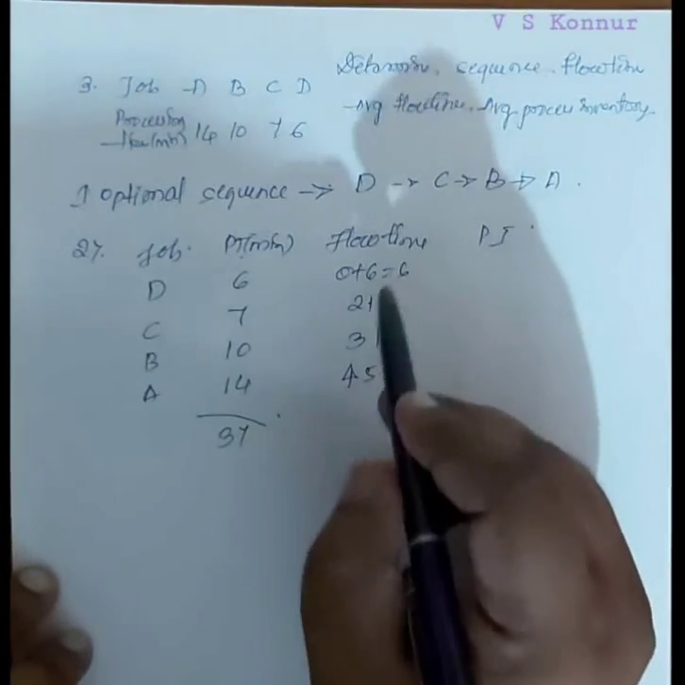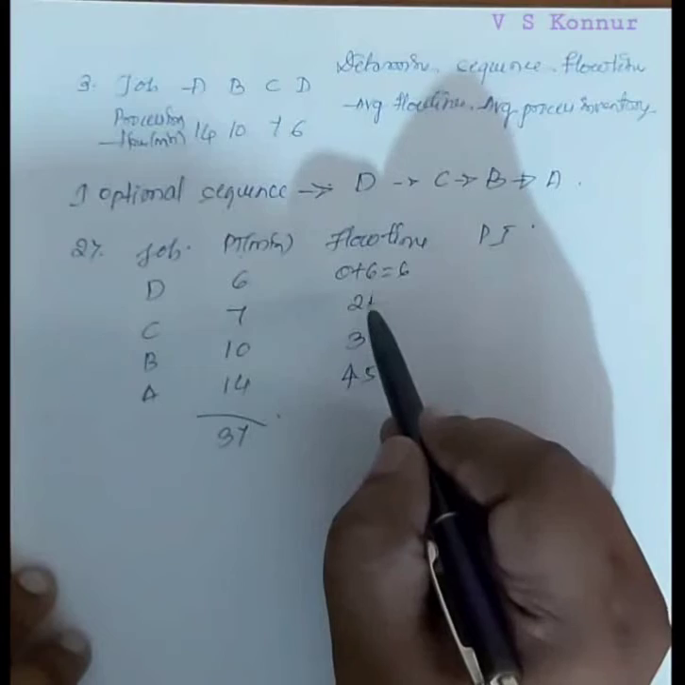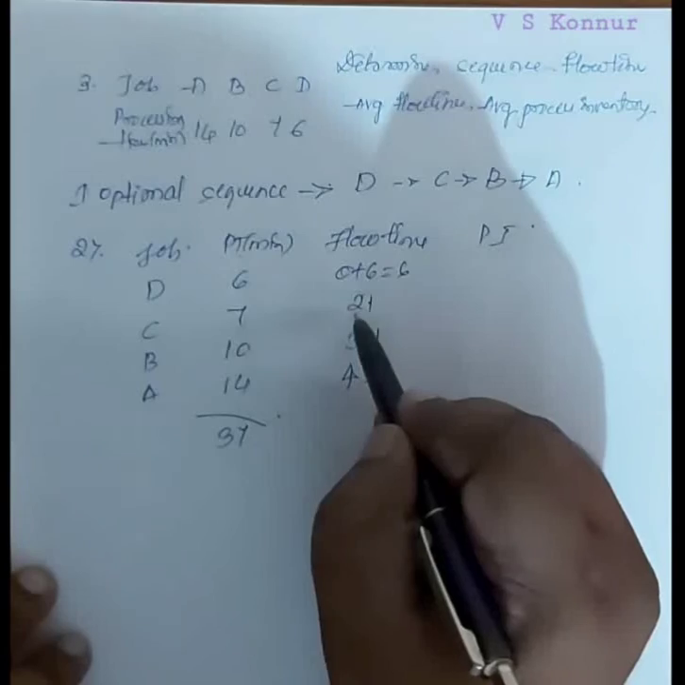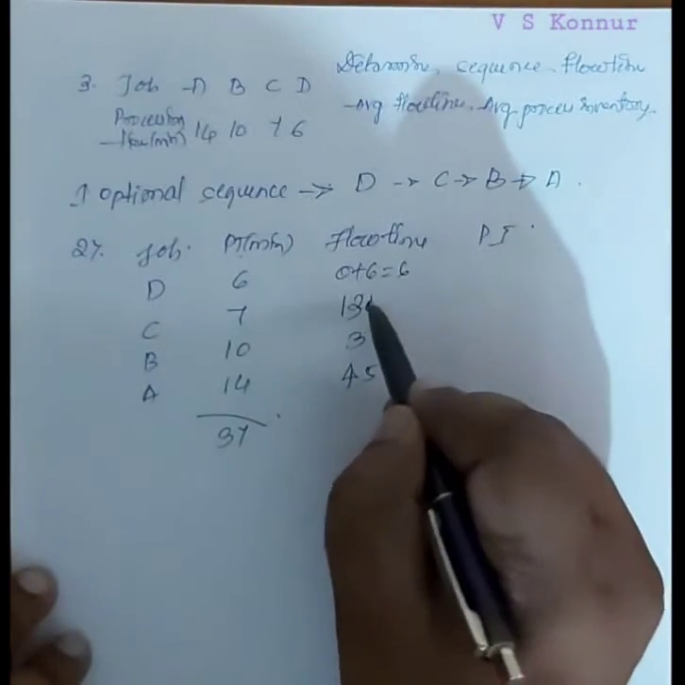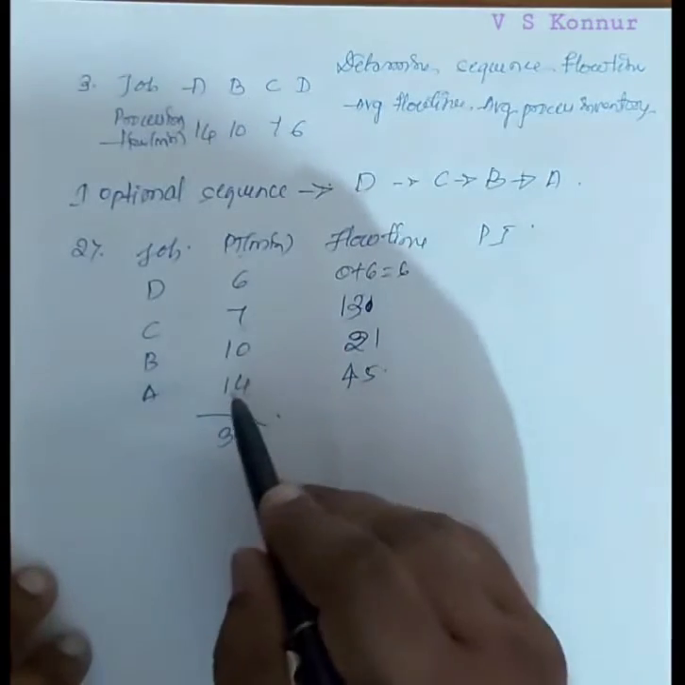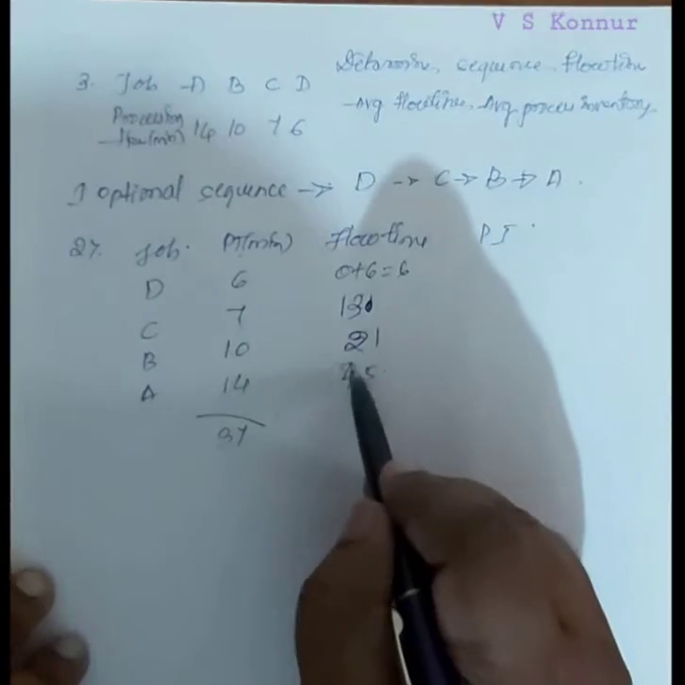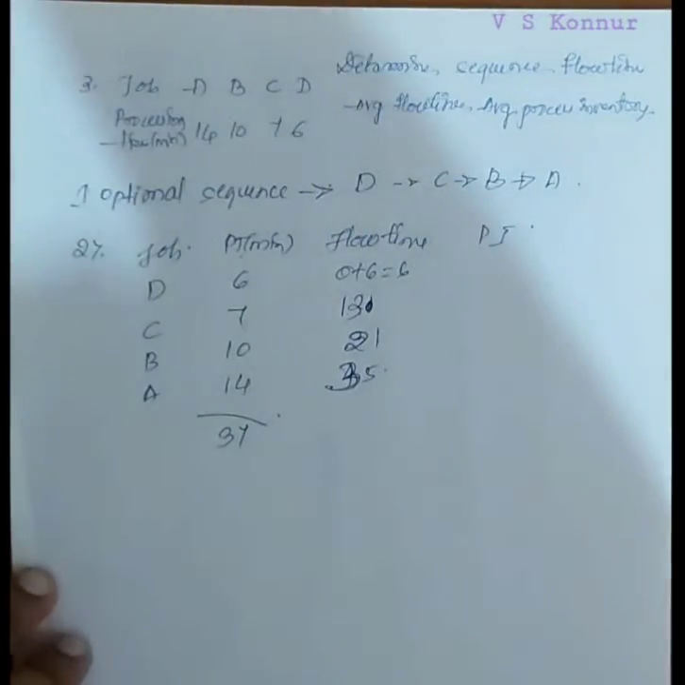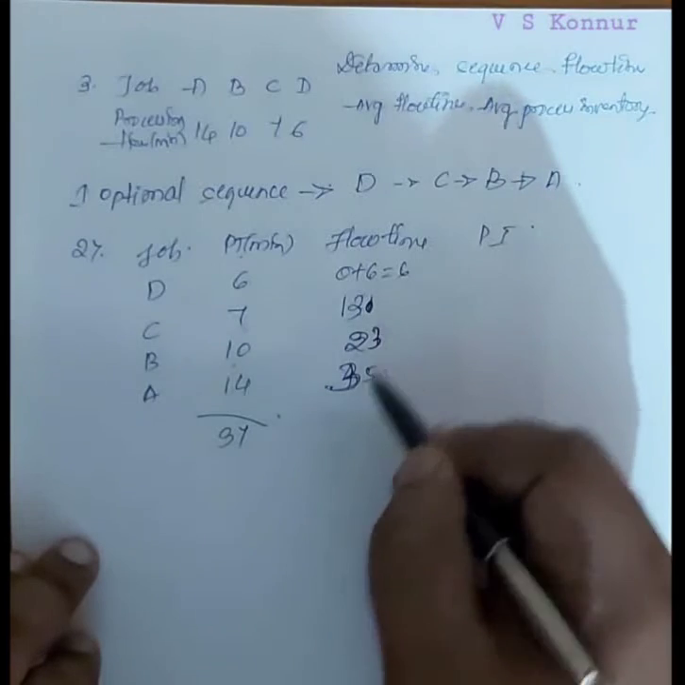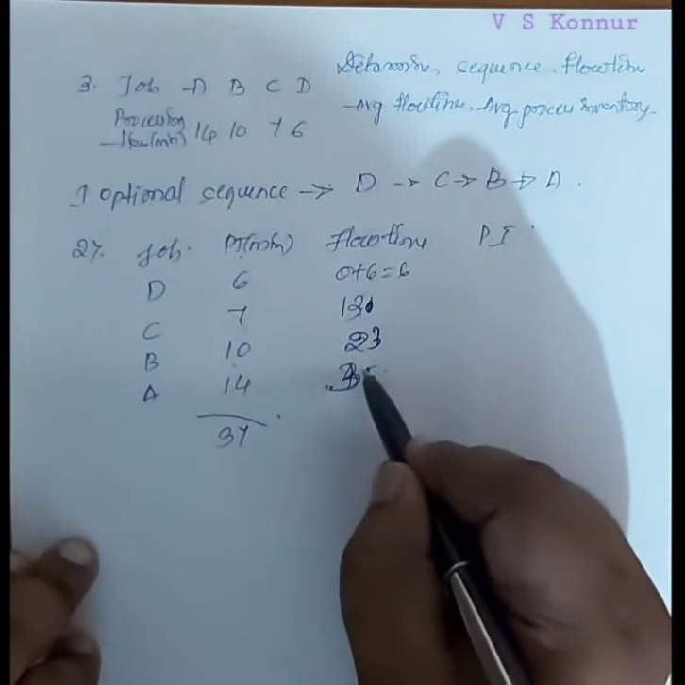Sorry, 6 plus 7 we will get 13, 13 plus 10 is 23, 23 plus 14 is 37. So the flow times are 6, 13, 23 and 37.